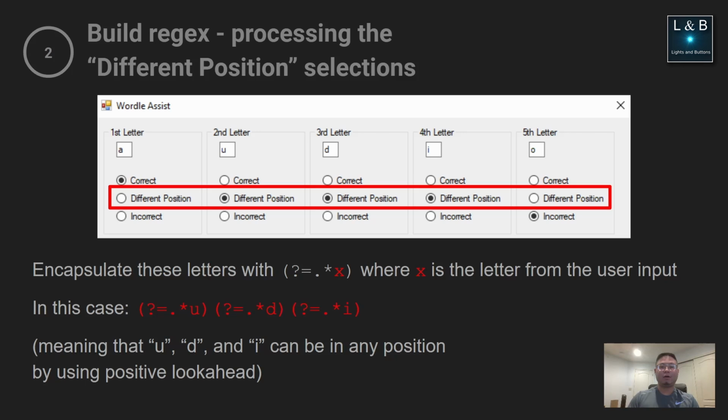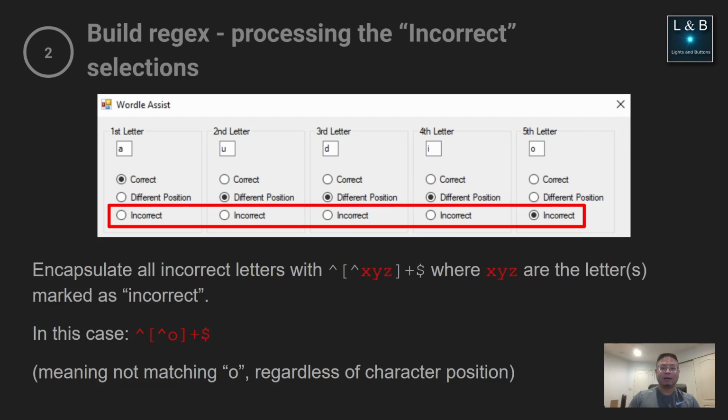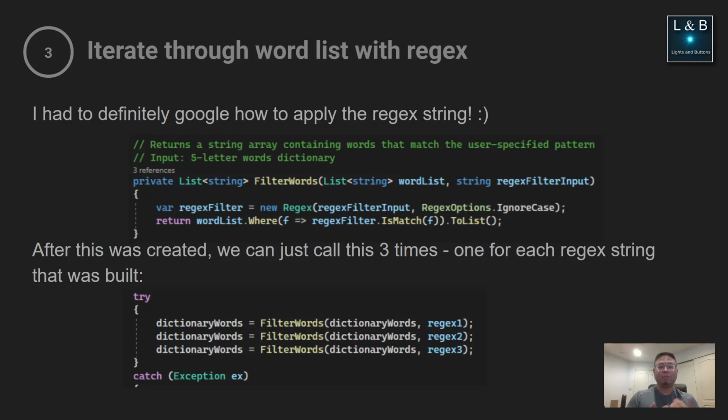Next thing we're going to look at are the letters that will exist in different positions of the word. In this case, the filter is a little bit more complex. This scenario is saying that the U, D, and I letters exist somewhere, just not in the correct position. That's how it's represented here. And then finally, anything that should be excluded because it's incorrect, this is the regex string that it's going to build out.